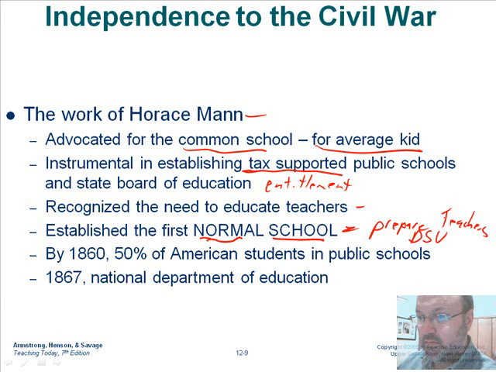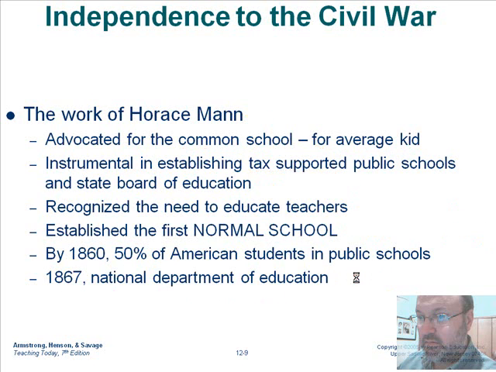Okay, and that costs money, but this Horace Mann was the first one in entitlement, who said tax should support it, let's levy a tax to pay for our schools, and have a State Board of Education to make decisions. And by 1860, 50% of American students were in public schools, and by 1867 they had a national Department of Education. Now the feds were involved. Okay. Horace Mann.